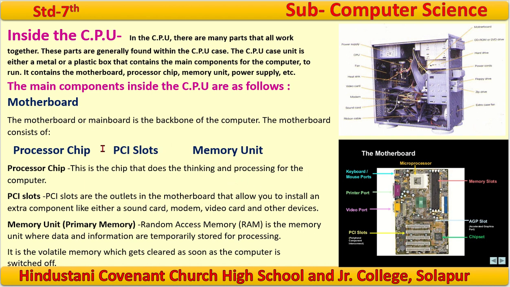Now what do you mean by processor chip? This is the chip that does the thinking and processing for the computer. We have Intel chips, right? We have Intel processing chips, i5, i7, i10 and so on. So those are the thinking and processing units for the computer. Okay, so this is stuck on the motherboard.